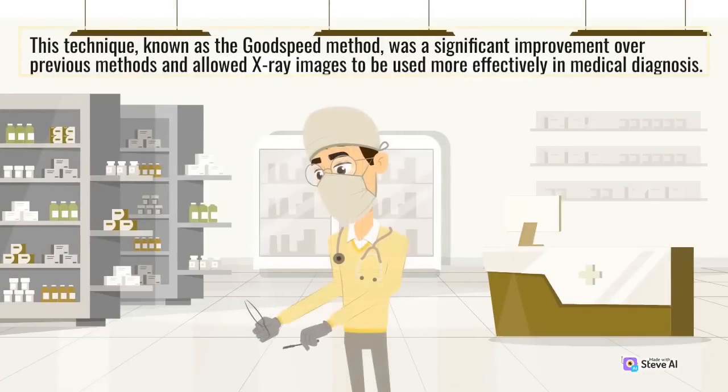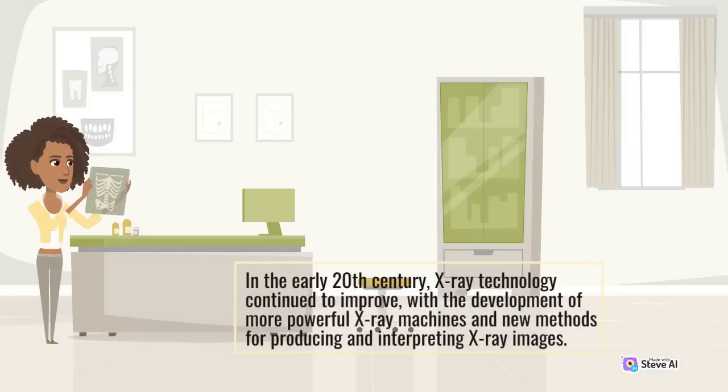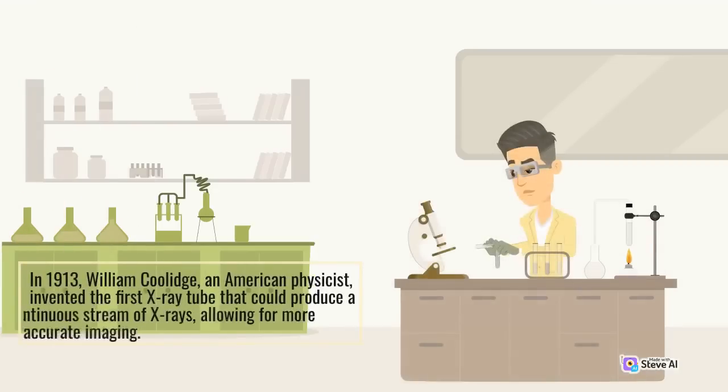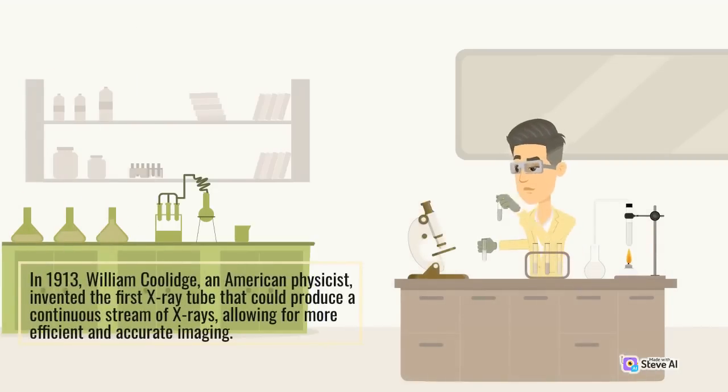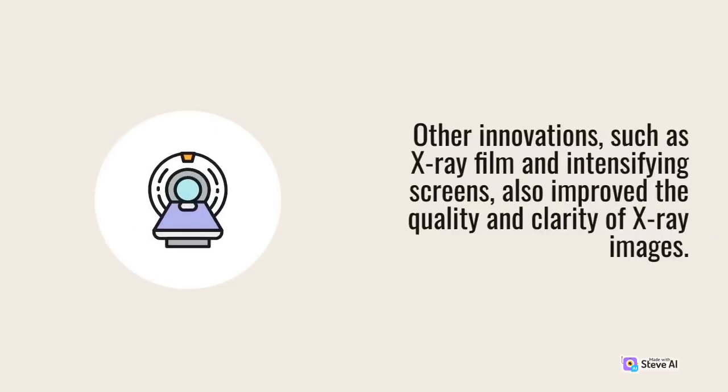This technique, known as the Goodspeed method, was a significant improvement over previous methods and allowed X-ray images to be used more effectively in medical diagnosis. In the early 20th century, X-ray technology continued to improve, with the development of more powerful X-ray machines and new methods for producing and interpreting X-ray images. In 1913, William Coolidge, an American physicist, invented the first X-ray tube that could produce a continuous stream of X-rays, allowing for more efficient and accurate imaging. Other innovations, such as X-ray film and intensifying screens, also improved the quality and clarity of X-ray images.